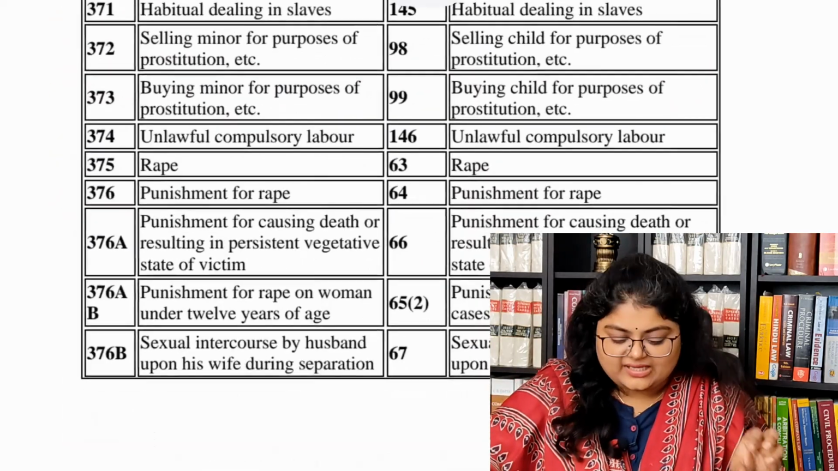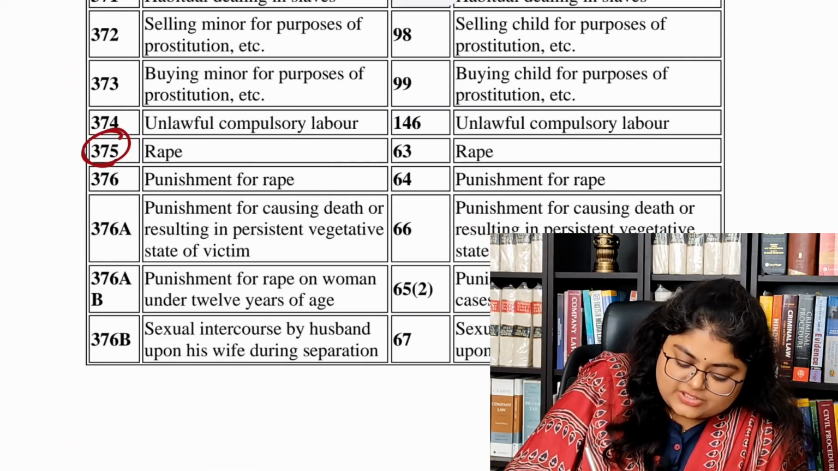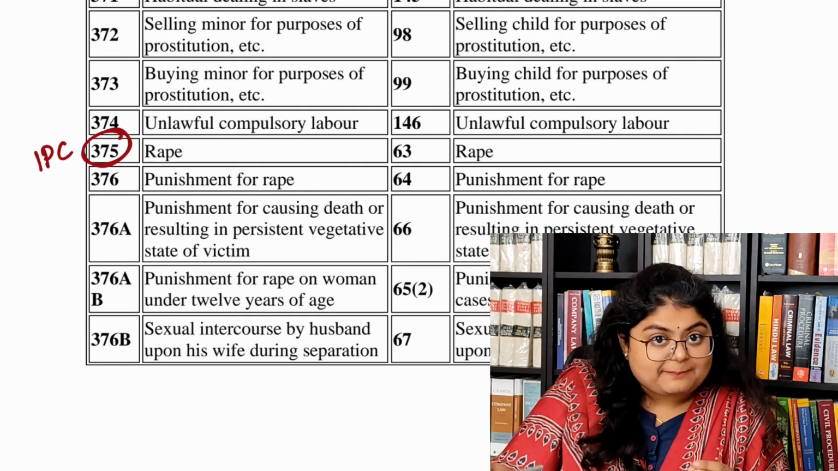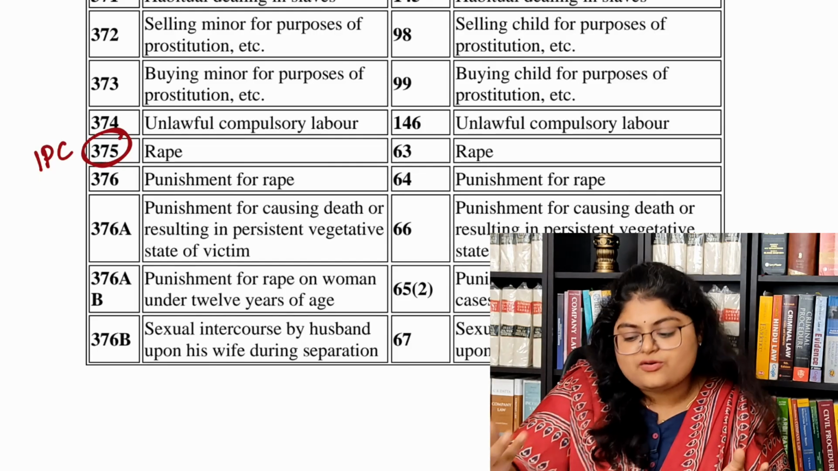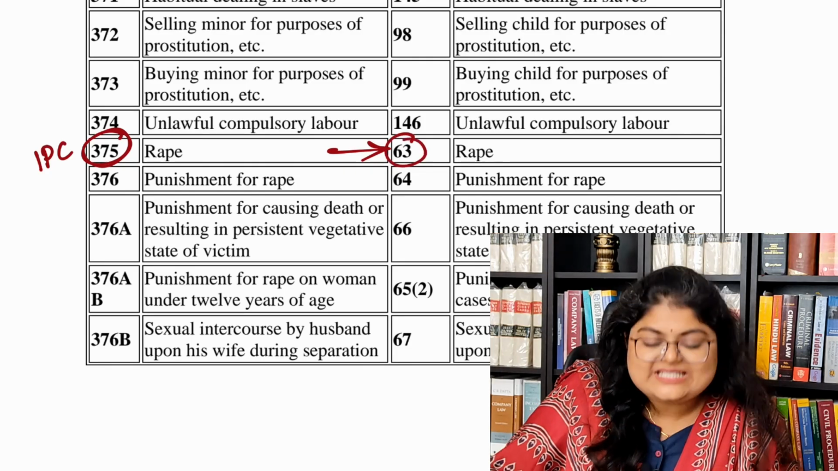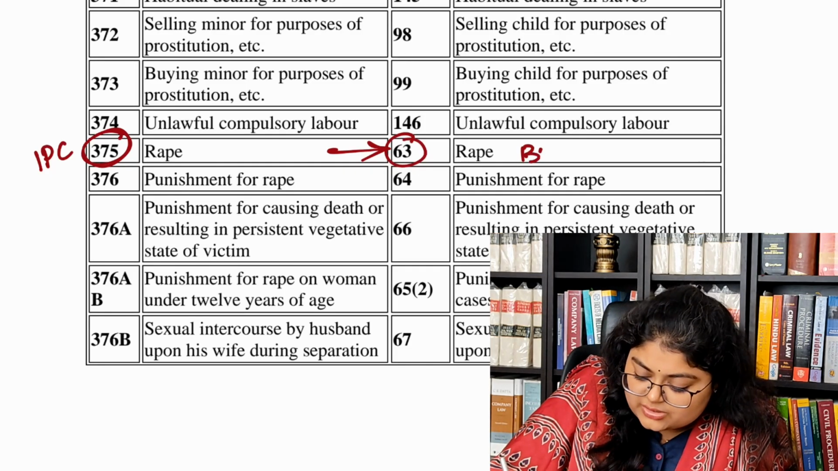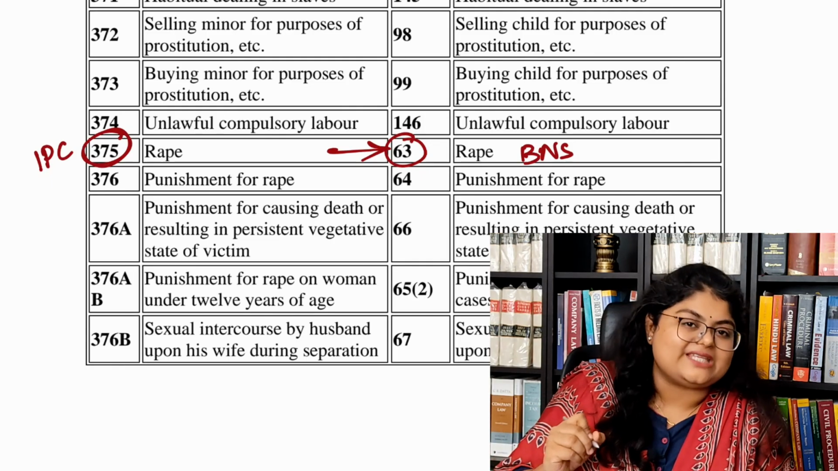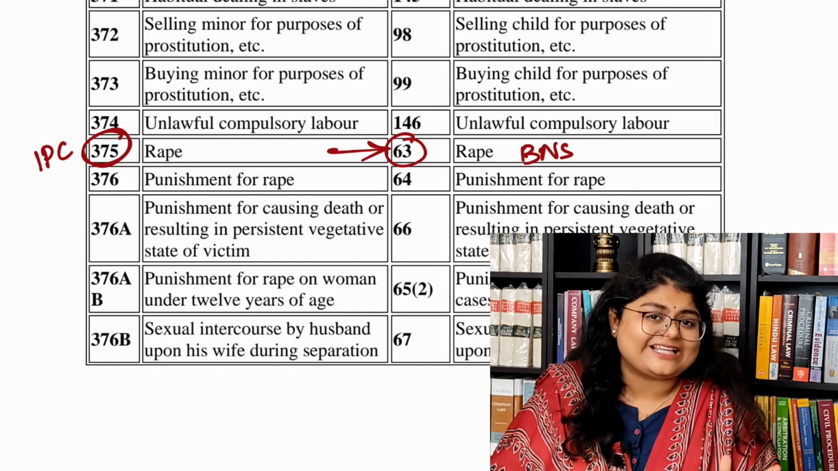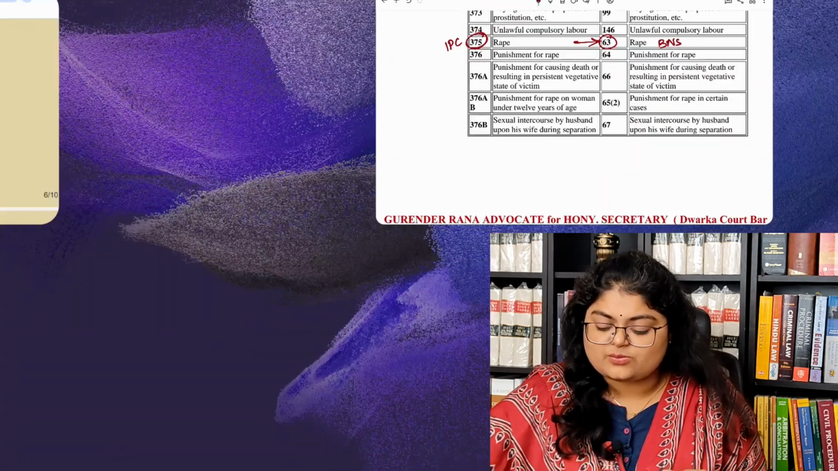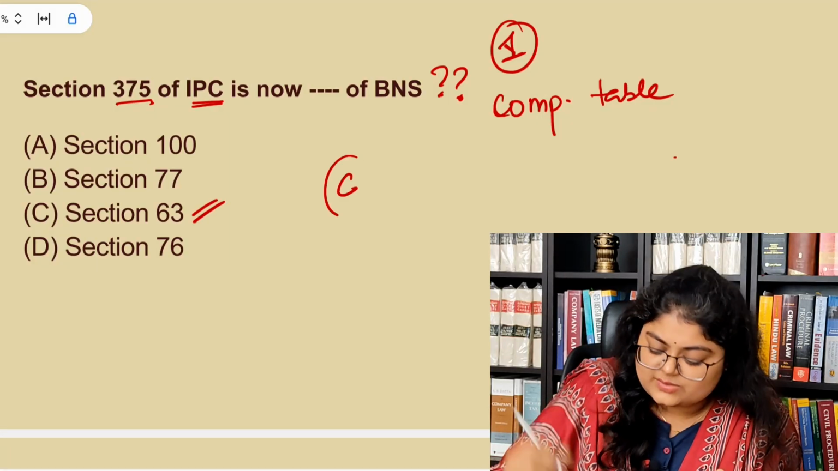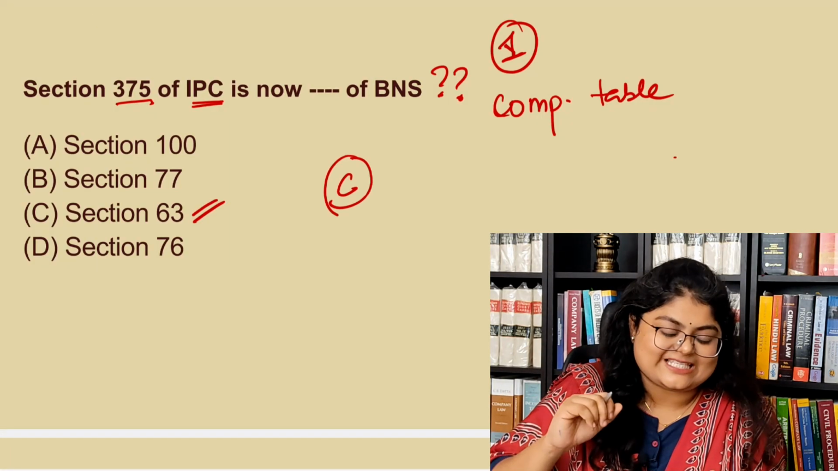Now in our current question, we need to find section 375 of IPC, which is the offense of rape. Now that section has now become what section? You don't have to learn it by heart. You can use the chart. Section 63 is now the new section for the definition of rape under BNS. So very simply, within 10 seconds, I got my answer with 200% clarity. My answer in this question is Section 63. So coming back to the question, the right answer will be option C in this case.